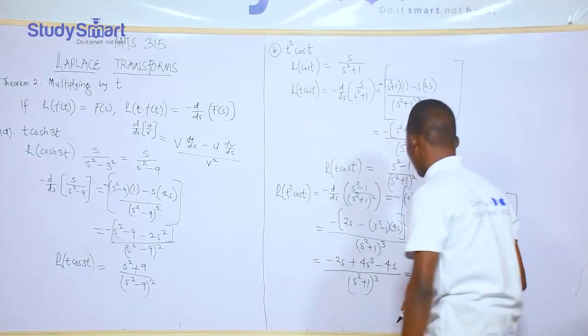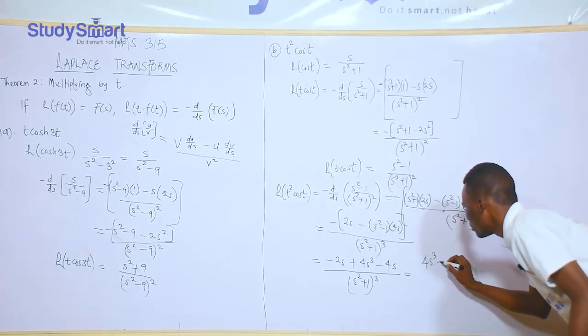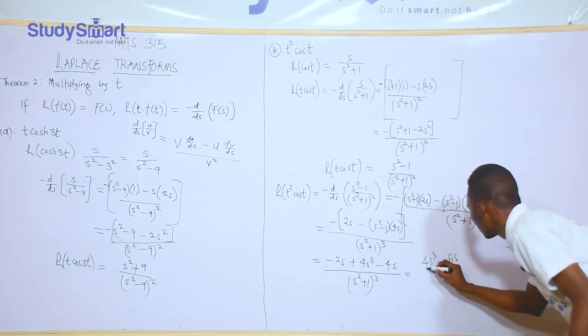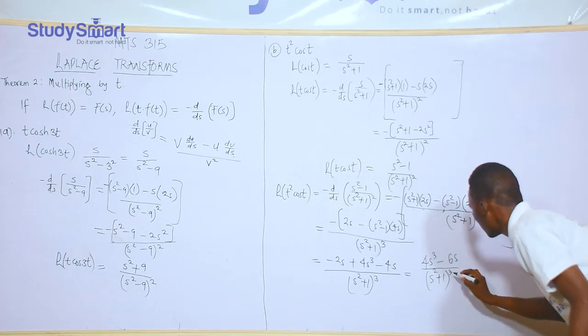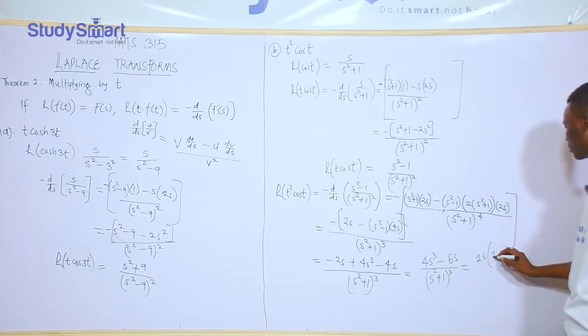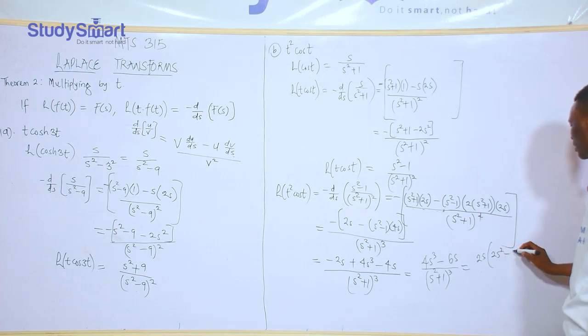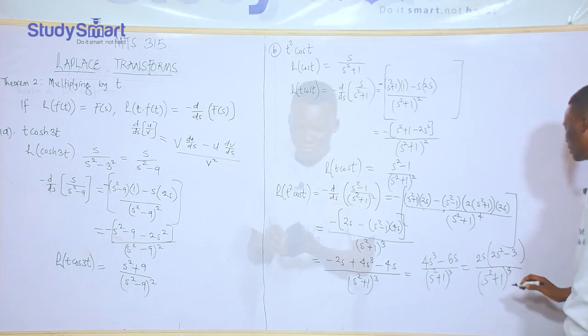So if you add this up, you'll be left with 4s cubed minus 6s over s squared plus 1 raised to the power 3. You can factorize out 2s and you have 2s squared minus 3 over s squared plus 1 raised to the power 3.